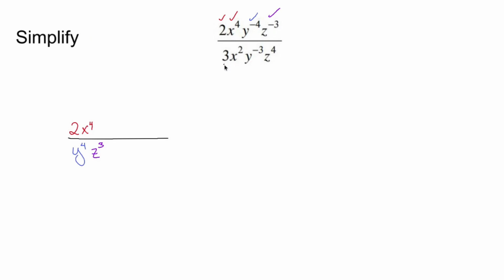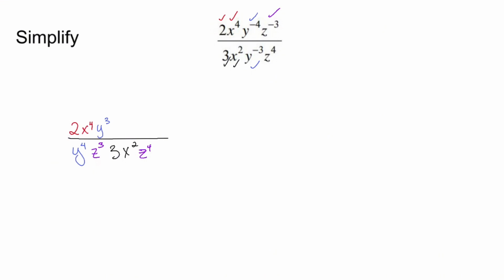Now let's go down here. 3 stays. X squared stays. Y to the negative third is going to move to the numerator and become y to the positive third. Z to the fourth is going to also move. Oh no, z to the fourth is going to stay. Oh, silly me.